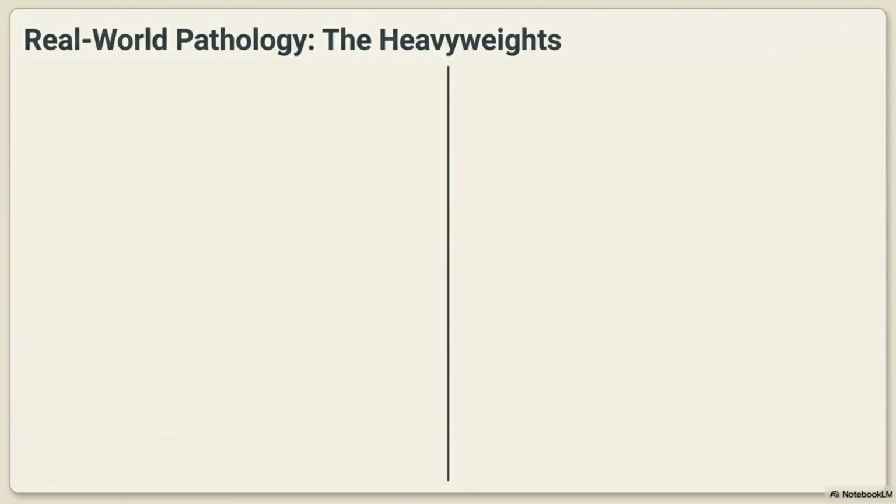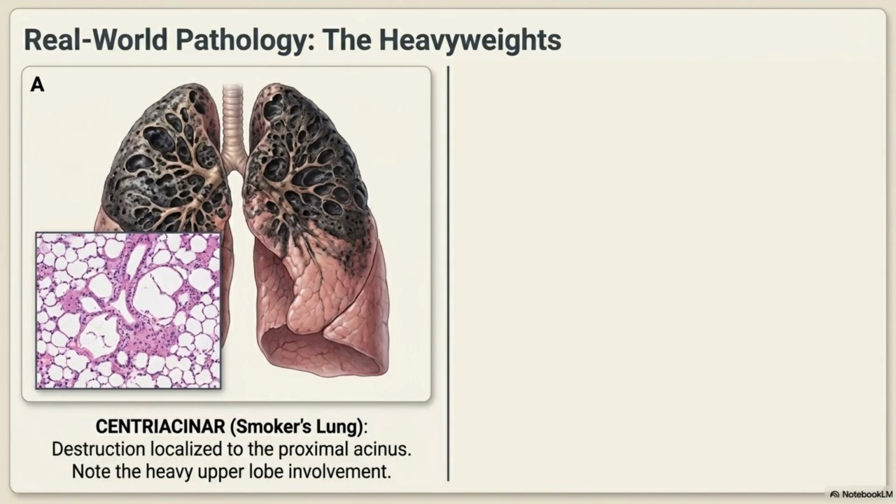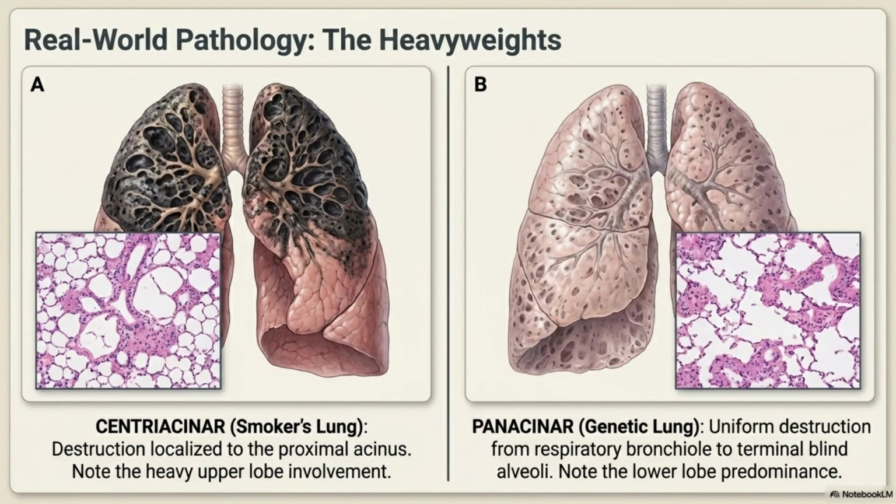Let's look at the 2 heavyweights under the microscope and on gross pathology. In image A, we have centri-acinar, also known as smoker's lung. You can see the destruction is localized to the proximal acinus. Note the heavy upper lobe involvement, smoke rises, and so does the damage. In image B, we have panacinar, the genetic lung. We see uniform destruction from the respiratory bronchiole all the way to the terminal blind alveoli. Note the lower lobe predominance here.